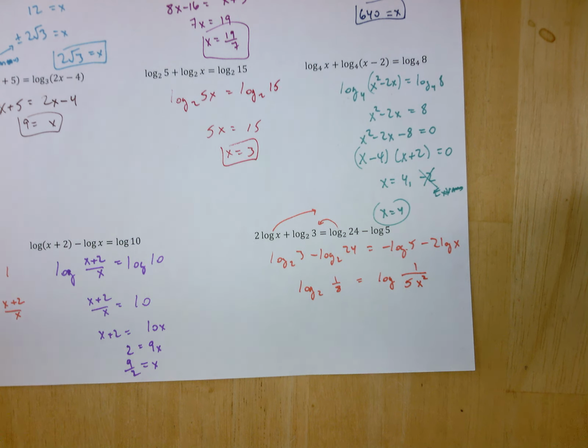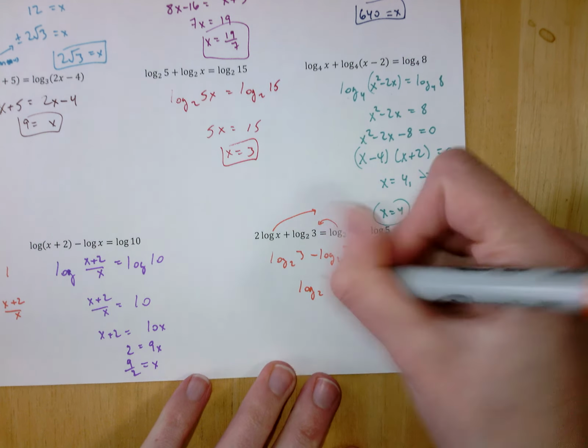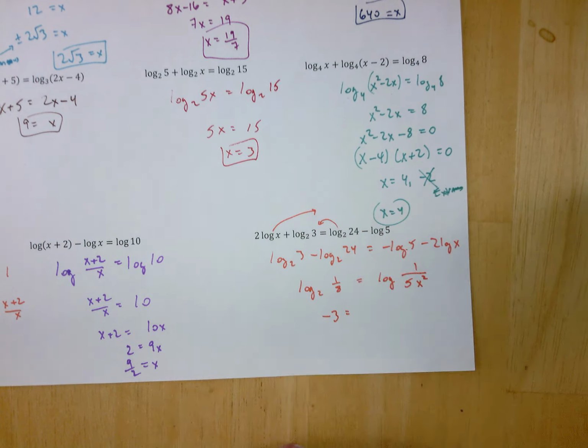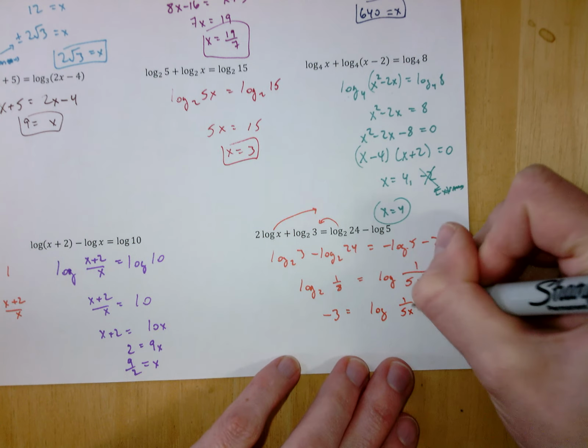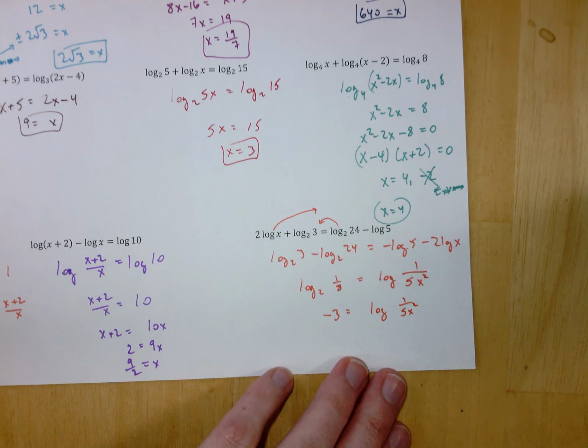Okay, well, what can I do from there? So log base 2 of 1 over 8, can I simplify that? Yeah, right? Log base 2 of 1 over 8. So we're saying 2 to what power gets you to 1 over 8? Well, you'd have to raise it to the third and then flip it, right? So this is negative 3.